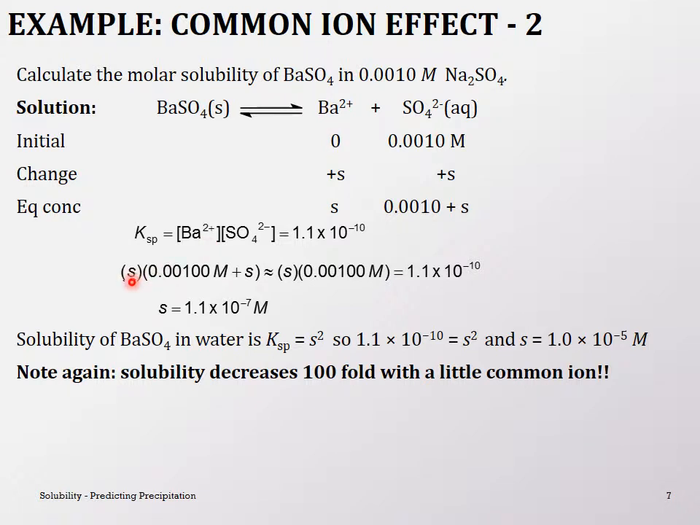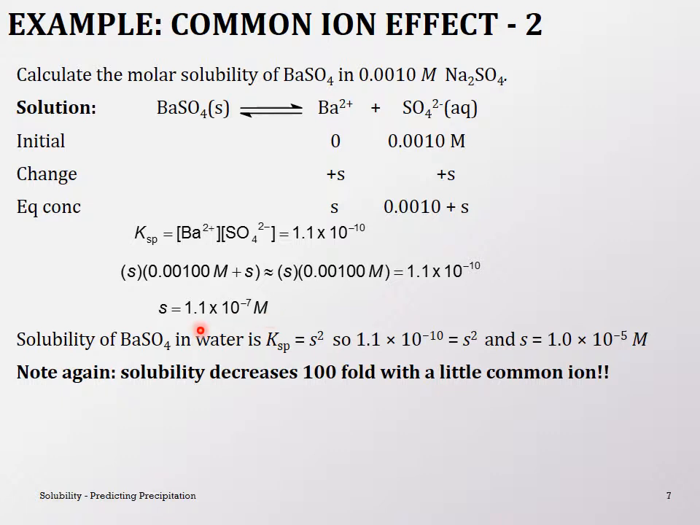We're going to go ahead and calculate for S. So S times 0.001 molar plus S. And again, we are going to ignore this S over here because the plus S is going to be very, very small. It may be 0.0001, so the fourth or the fifth decimal place. So you can ignore this, which means that S times 0.001 are your two new concentrations, and this is all equal to 1.1 times 10 to the negative 10. Then you calculate for S, and S turns out to be 1.1 times 10 to the negative 7 molar.